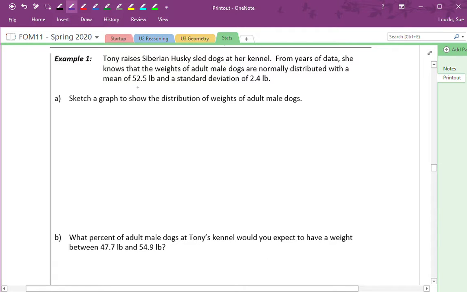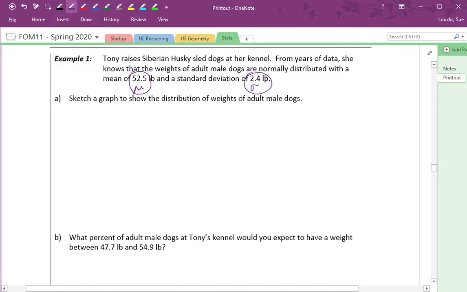This is going to be mu, and this is sigma. Okay. Sketch a graph to show the distribution of weights of adult male dogs. So I'm going to tell you right now that you and I don't know enough about stats to do an accurate graph. You saw how the shape of the graph changes according to how big the standard deviation is and what the mean is, and so on.